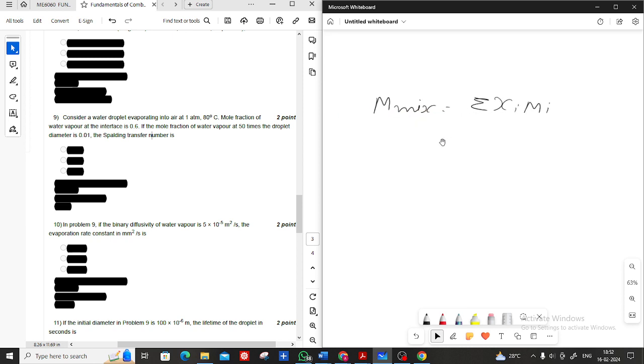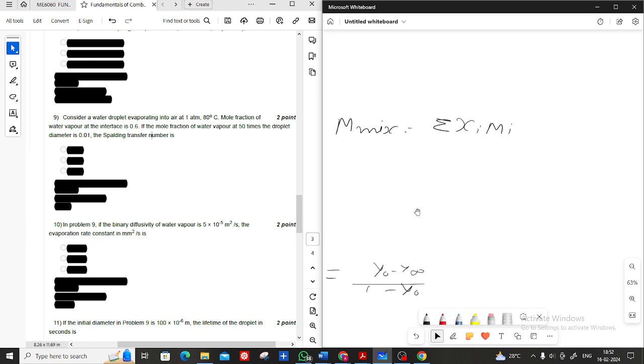I hope it is clear to everyone. Okay, so is anyone getting the answer to question number 9? The Spalding transfer number, is anyone able to calculate it? Sir, I got the mass fraction of the water vapor at the interface as 0.483. Mass fraction, basically at the interface you are getting 0.483.